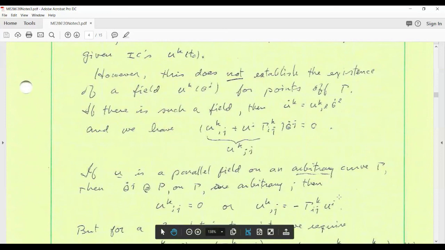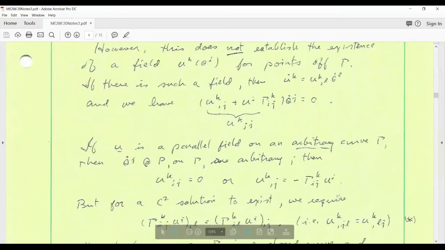So parallel transport of a vector field defined in the space means the covariant derivative of that vector field is 0. In other words, the vector field is constant in space. And this simply gives you a set of differential equations, partial differential equations, to solve for that vector field.